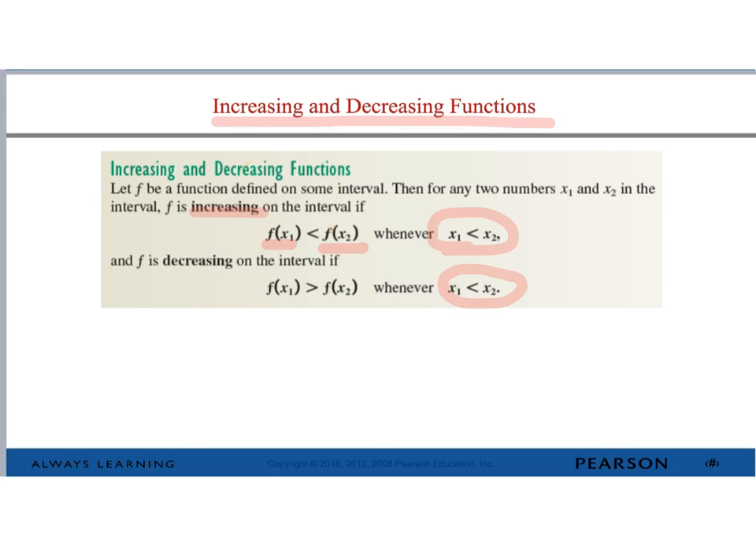And f is actually decreasing when the value of the function at the first x value is the larger of the two. So this means that the function is going uphill from x sub 1 to x sub 2, and this way the function is going downhill from x sub 1 to x sub 2.